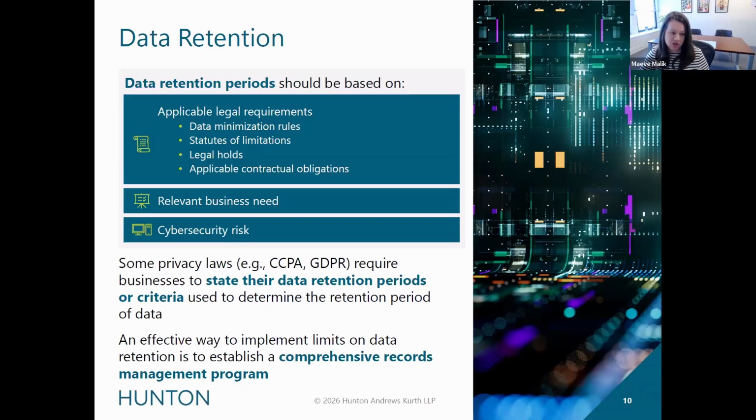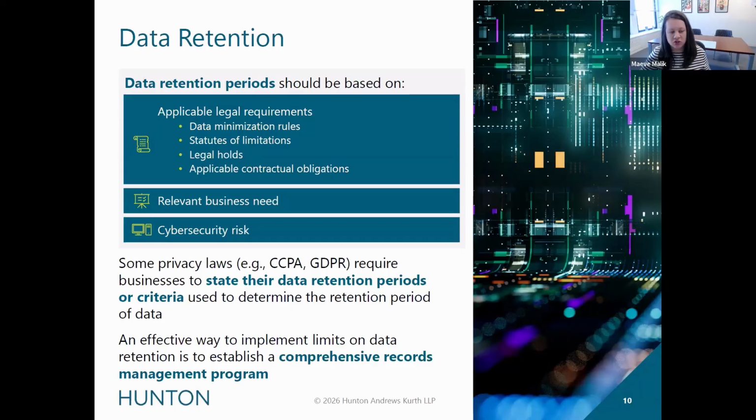There's also other considerations such as retaining certain data to address potential statutes of limitations if we're expecting litigation. There are considerations like legal holds and other preservation orders that may actually prevent us from disposing of data before a certain period of time. And then depending on your business model, you may have applicable contractual obligations that require you to either retain data for a certain period of time or destroy it when the contract has expired.